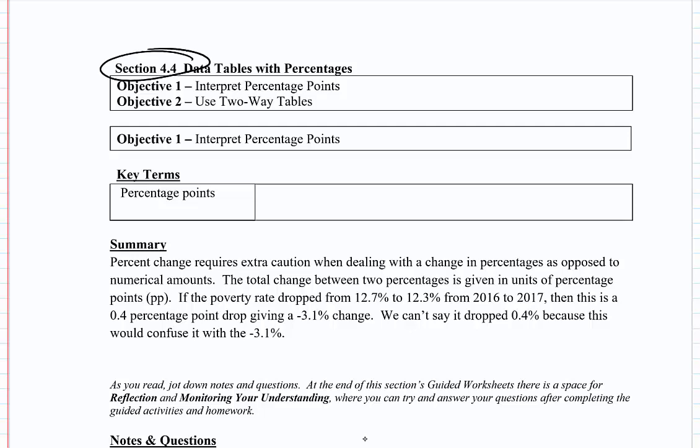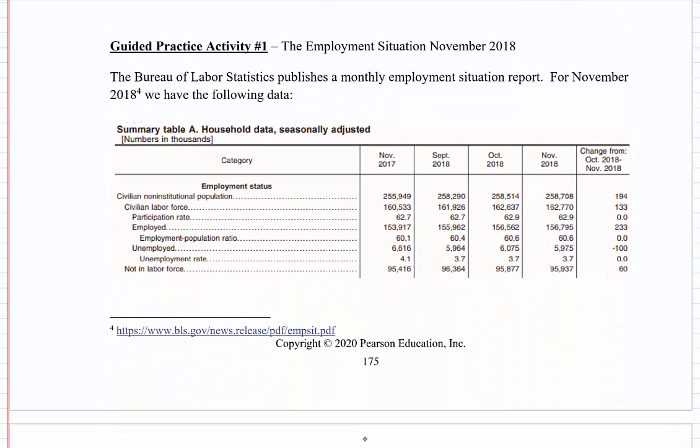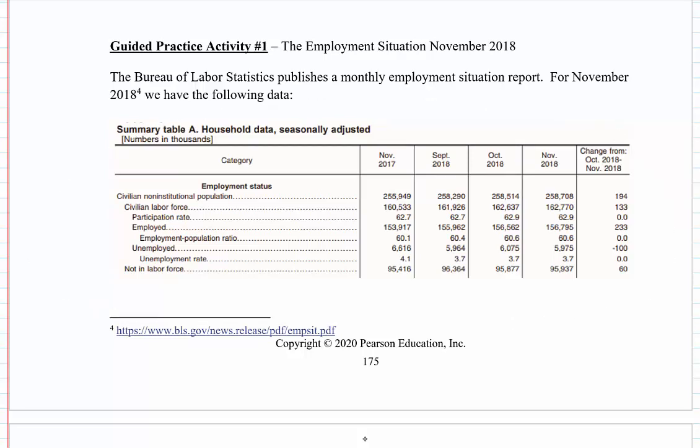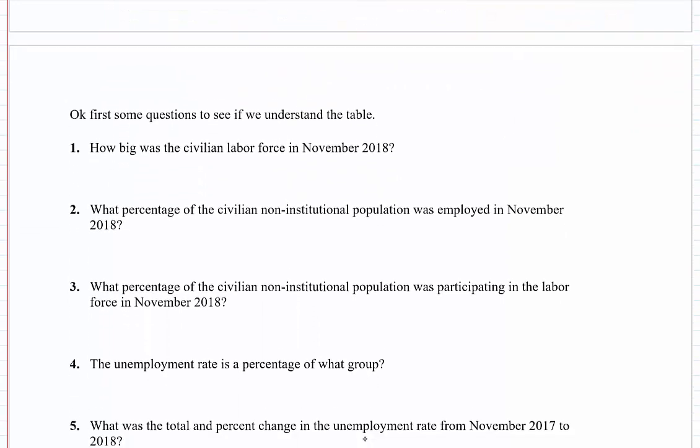So we're in Section 4.4 and we're looking at Objective 1 here. I'm going to leave it to you to fill in your key terms from your textbook. And we're going to start with guided practice activity number 1. Here we have this table and we're going to learn to read this table and how to calculate some percent changes and read rates, all sorts of good things, starting on the next page.